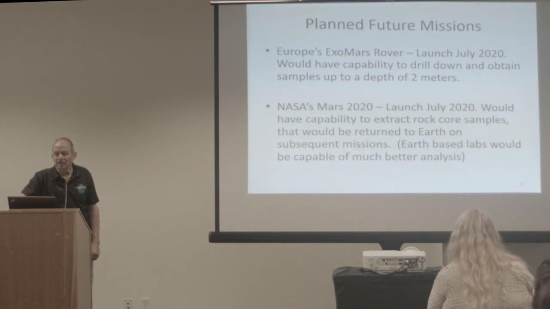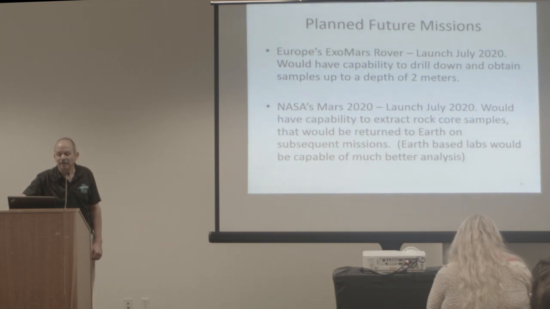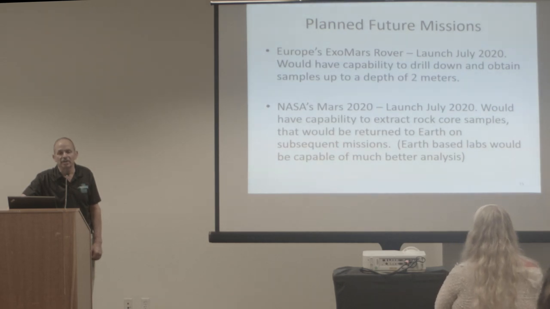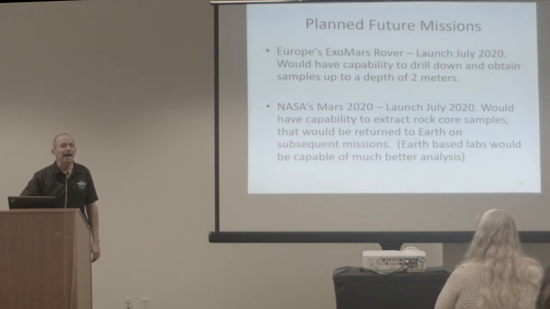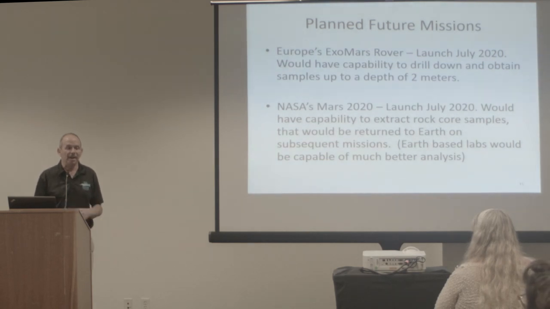And then also you have the NASA Mars 2020 rover. That's scheduled to launch in July of 2020, same time as ESA's ExoMars. And it would have the capability to extract core rock samples for subsequent return missions to the Earth. Those aren't really funded at this time, or planned how they're going to get them back or when. But the Mars 2020 rover is designed to take samples with the idea that they will figure out how to get them back.